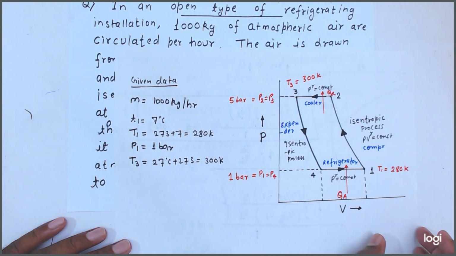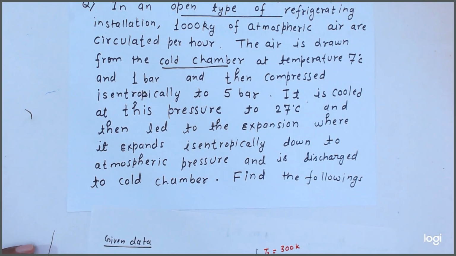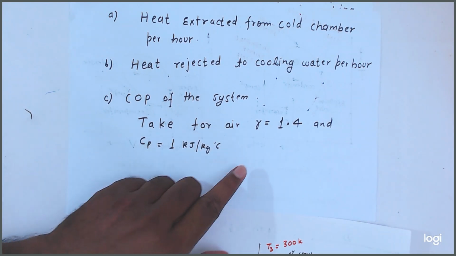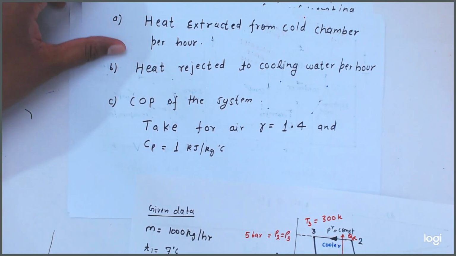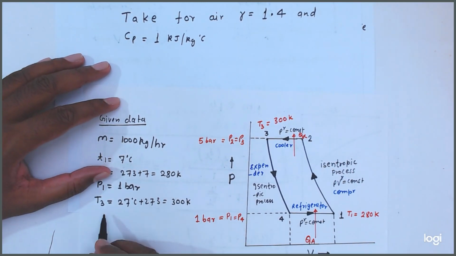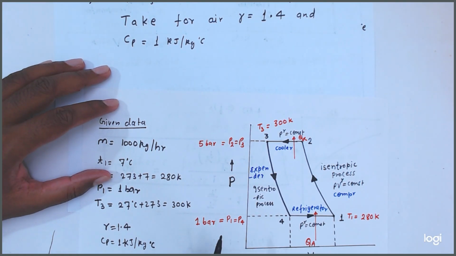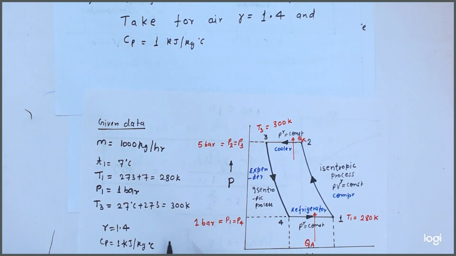Okay, this much is clear. Now what other data has been given, friends? Here you see, take for air gamma equal to 1.4 and Cp equal to 1 kilojoule per kg degree centigrade. So gamma equal to 1.4 and Cp equal to 1 kilojoule per kg degree centigrade, or it should be, I think, Kelvin. Okay.